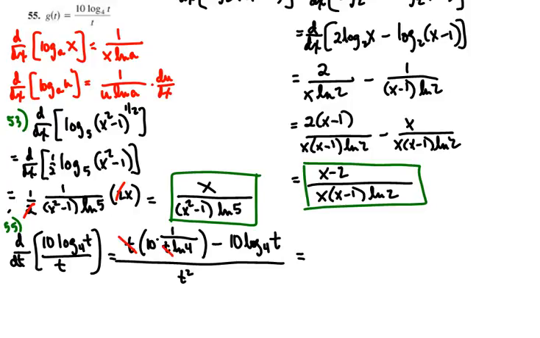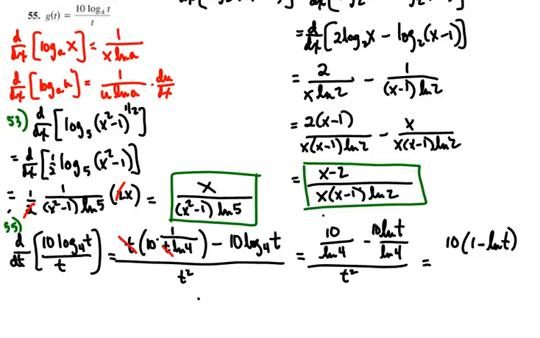Now for the second term, it's going to be 10, but we can use the change of base to convert that from log base 4 of t to ln t over ln 4. So that would be 10 ln t over ln 4. And that's all over t squared. So if I multiply top and bottom by ln 4 and factored out a 10 from the numerator, I'd get 10 times 1 minus ln t over t squared ln 4. And that will be 0 whenever ln of t is equal to 1, and that happens when t is equal to e. ln of e is equal to 1, and it will be undefined when t is equal to 0. Alright, so that brings us through problem 55.